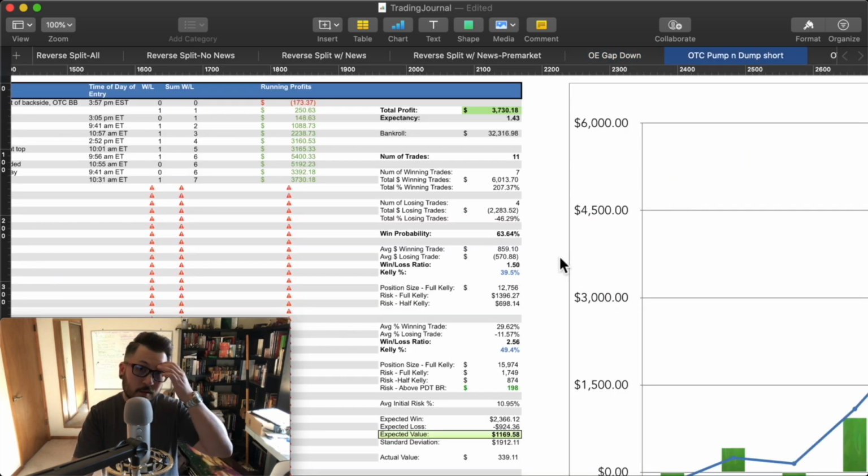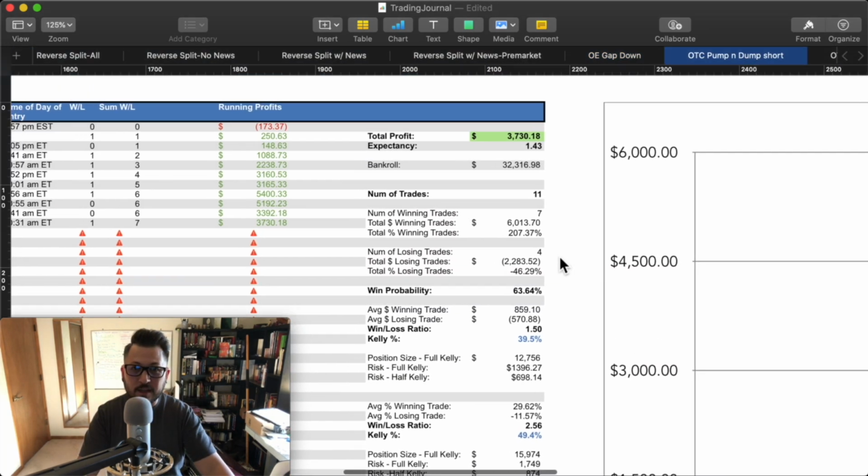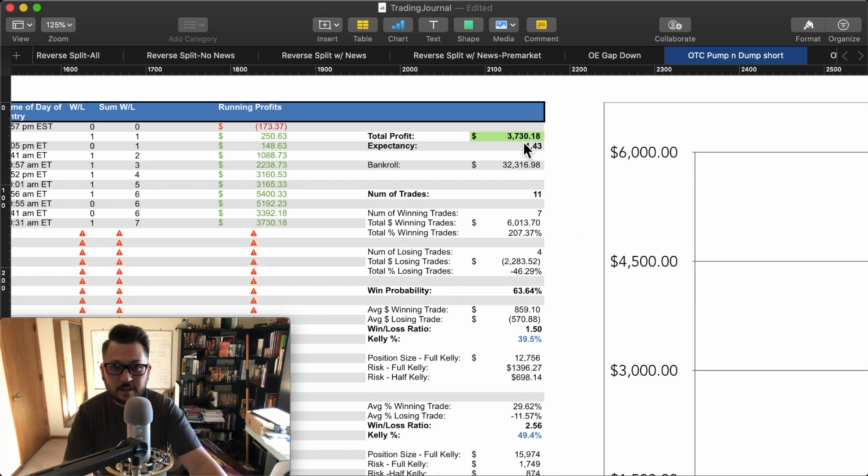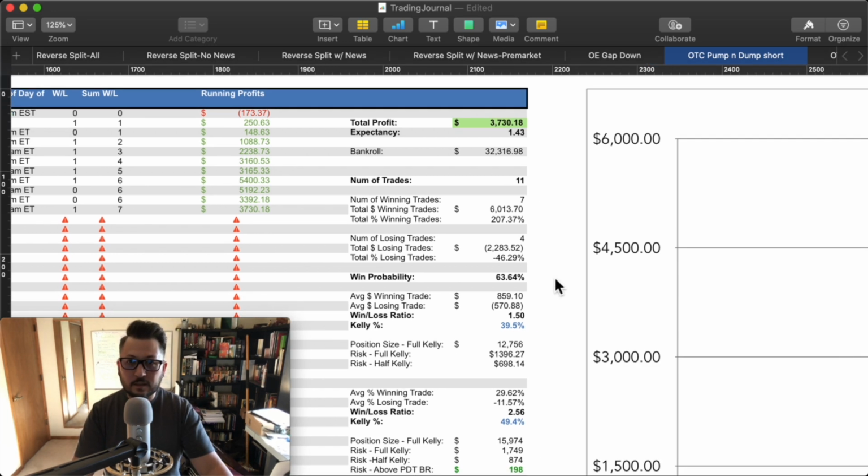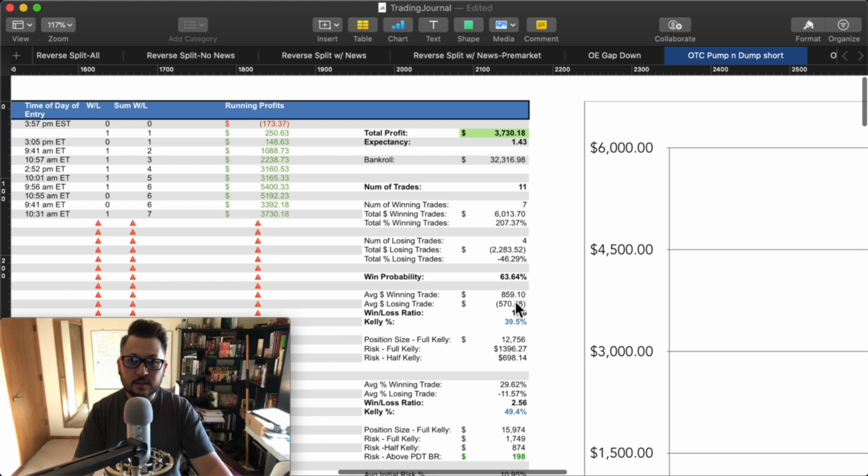OTC pump and dumps short. This one I don't really have quite enough data, but we'll talk about it anyways. I'm up $3,700 on those. That's after 11 trades. So these numbers will move much more with every trade that I take, and these just don't come around that often.